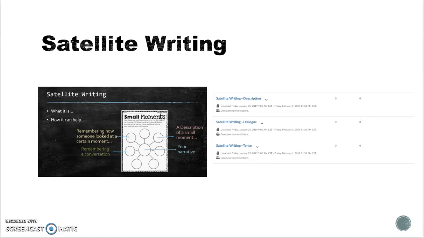I am going to be requiring you to try it 3 different ways this week. You're going to be doing a satellite writing for description, a satellite writing for dialogue, and a satellite writing for tense. And this overview is a little presentation to tell you what it's all about and how to do it. It is really a great strategy because it gives you a wealth of ideas and writing to choose what to put in your personal narrative. So I'm really, really excited for you to learn how to do some satellite writing.